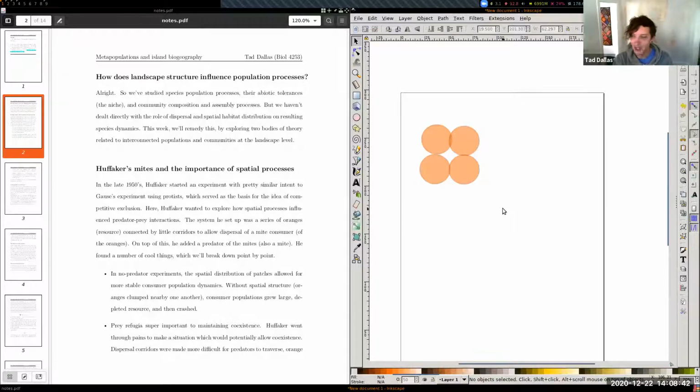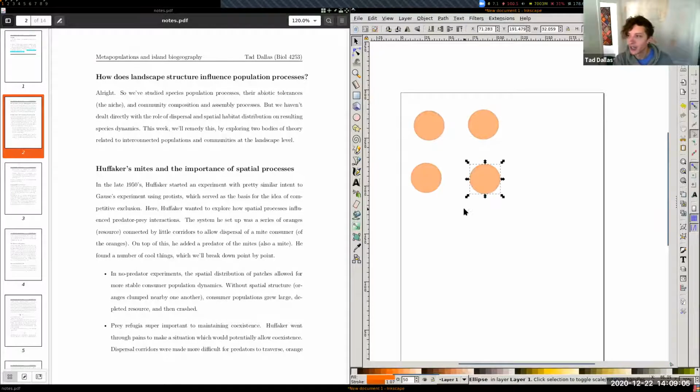It was just collapse. When the patches were further apart, like this, still saw collapse. So the predator would eat all the prey and then itself would die. And this led him down a path of so many experimental manipulations that start to get at why metapopulations are actually kind of fun and interesting.